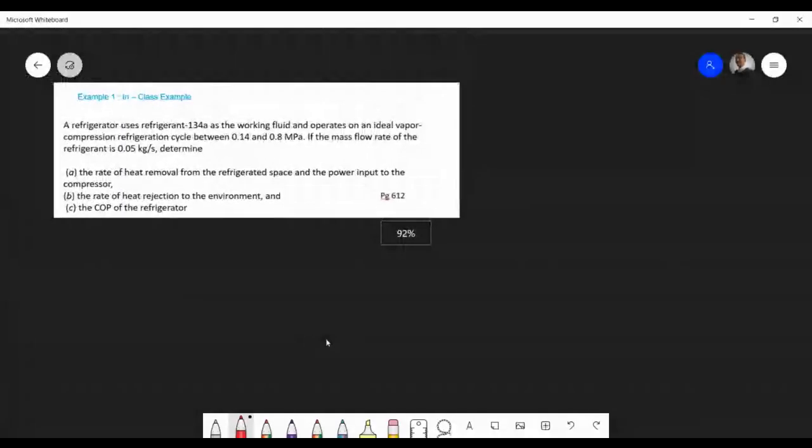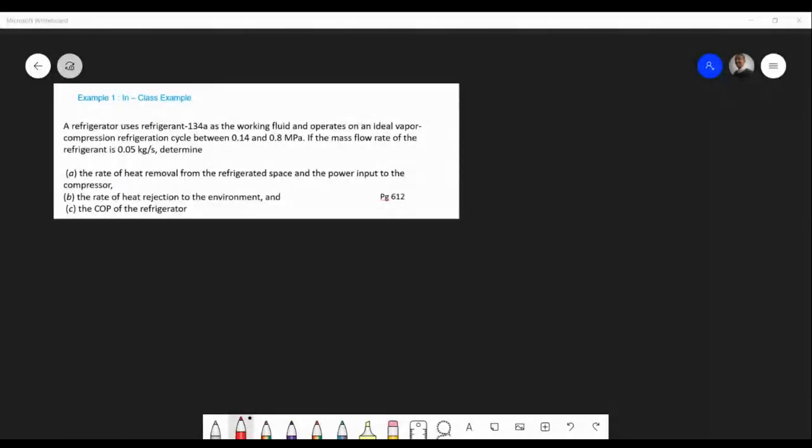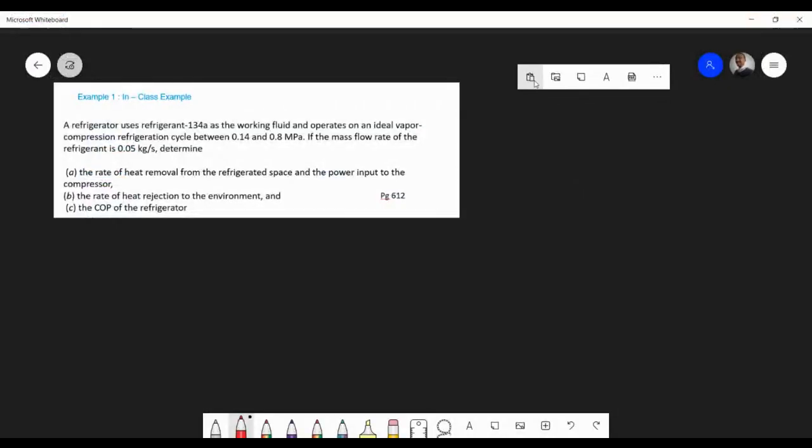Okay, so this is our first example. This is in your textbook as well, on page 612, I think. I'm just going to snip the actual diagram so that you have it on there. Okay, so welcome to your first analysis on refrigeration, right?